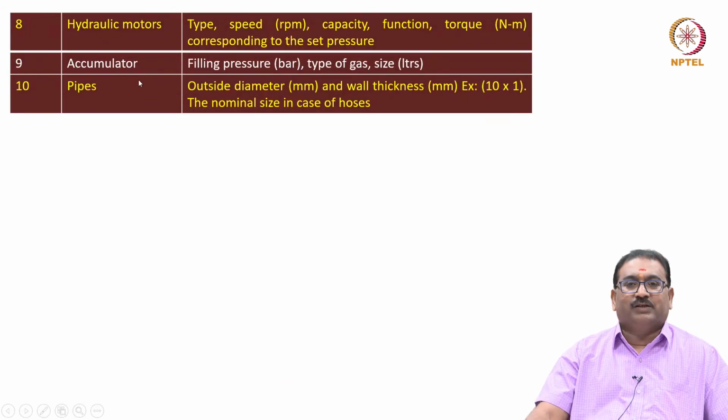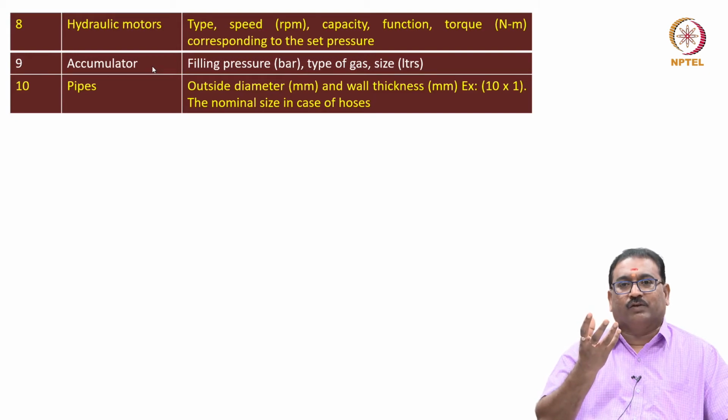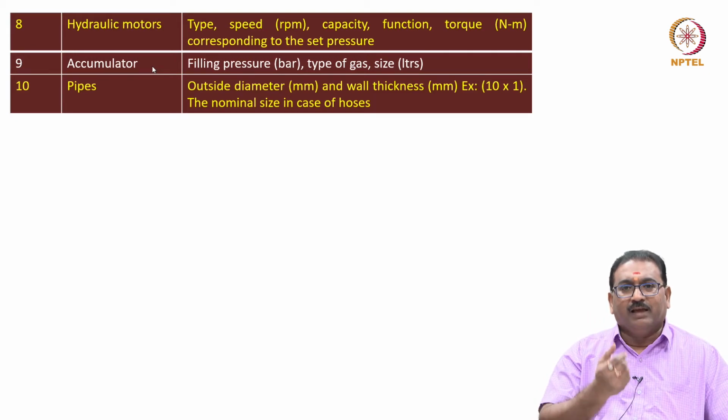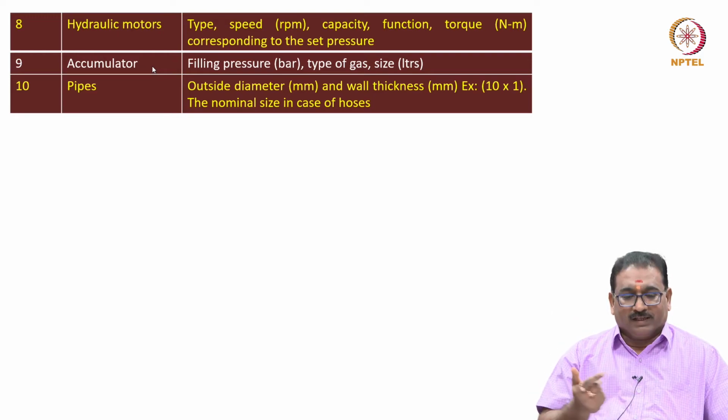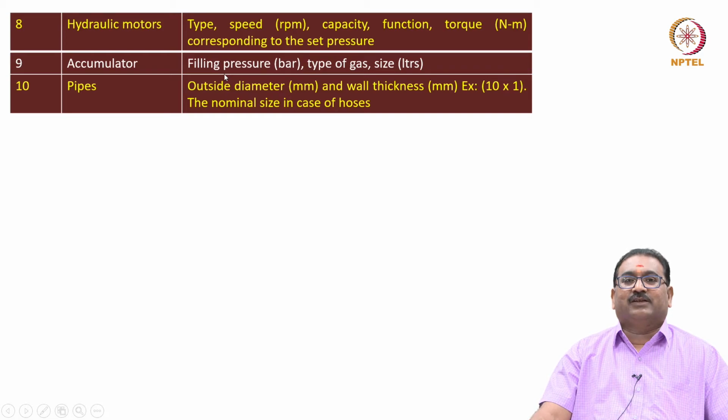Apart from this, for other components like hydraulic motors, you have to mention type, speed, capacity, function, and torque corresponding to the set pressure. For accumulators, which serve as a pressure source, a source of energy like an oil tank, we have discussed different types in the previous class. We will discuss them again in detail when we discuss the accessories.